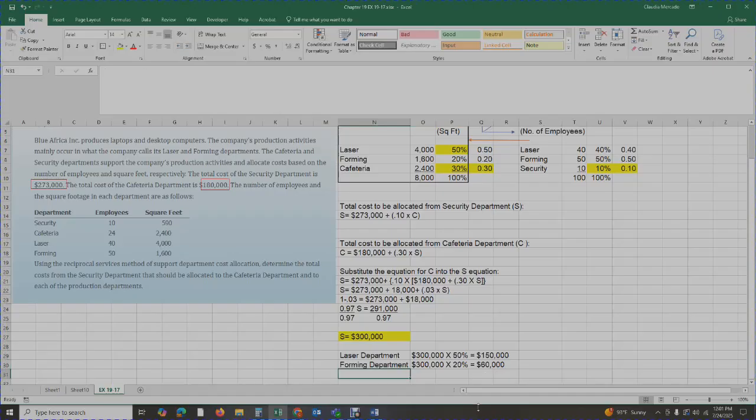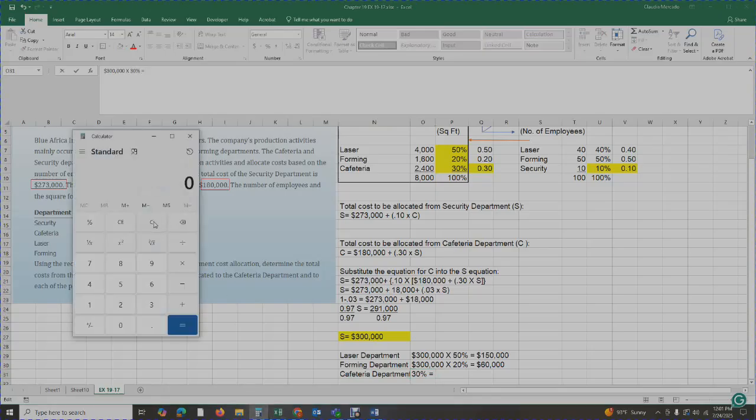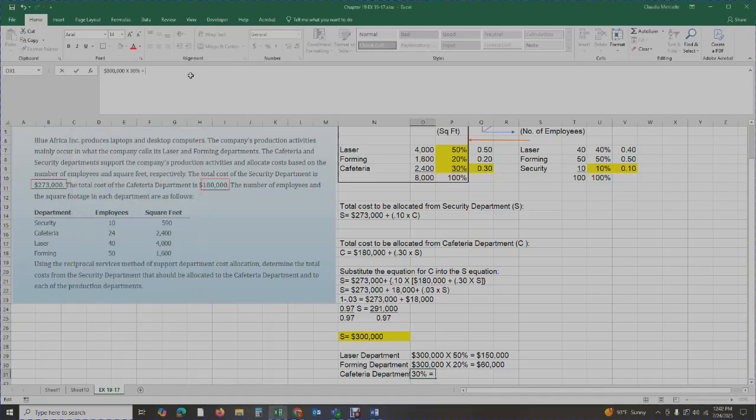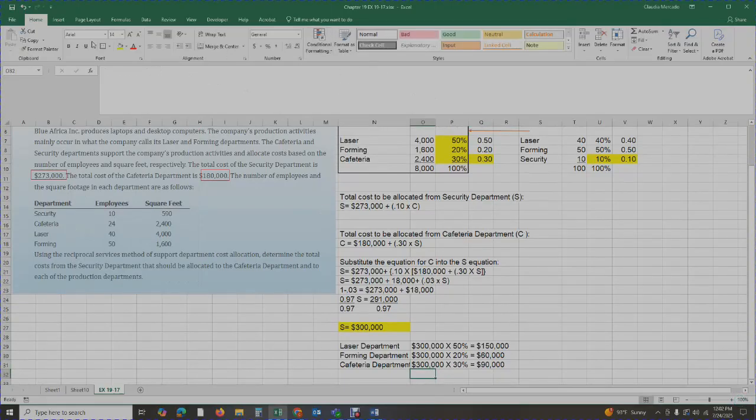Okay. And then my cafeteria department was going to get the 300,000, and the cafeteria has a 30% allocation, so we're going to do 30%. So we've got the 300,000 times the 30%. That's going to be $90,000.